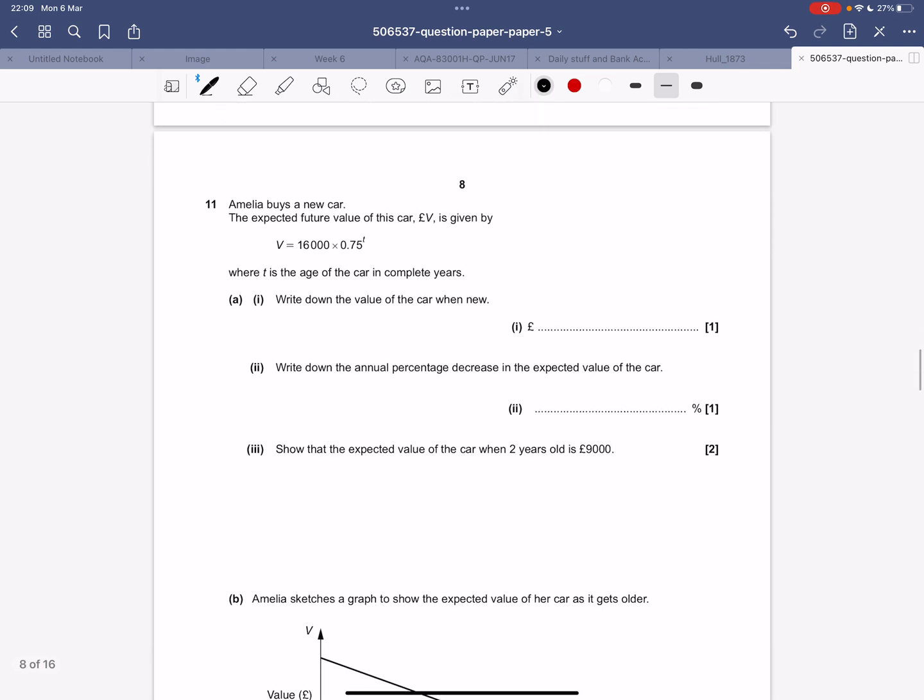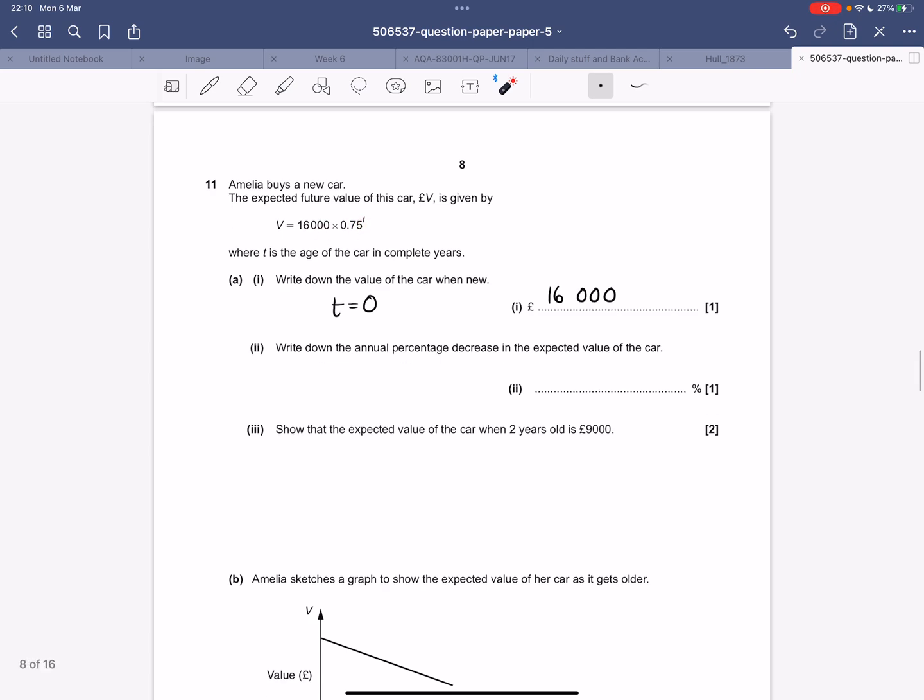Okay, number 11. Amelia buys a new car. The expected future value of this car is given by V equals 16,000 times 0.75 to the power of T, where T is the age of the car in complete years. So when it's new, T is 0, so it's 16,000, because anything to the power 0 is 1. Write down the annual percentage decrease in the expected value of the car. After 1 year, its value is 75% of the original, and so that means it's reduced by 25%.